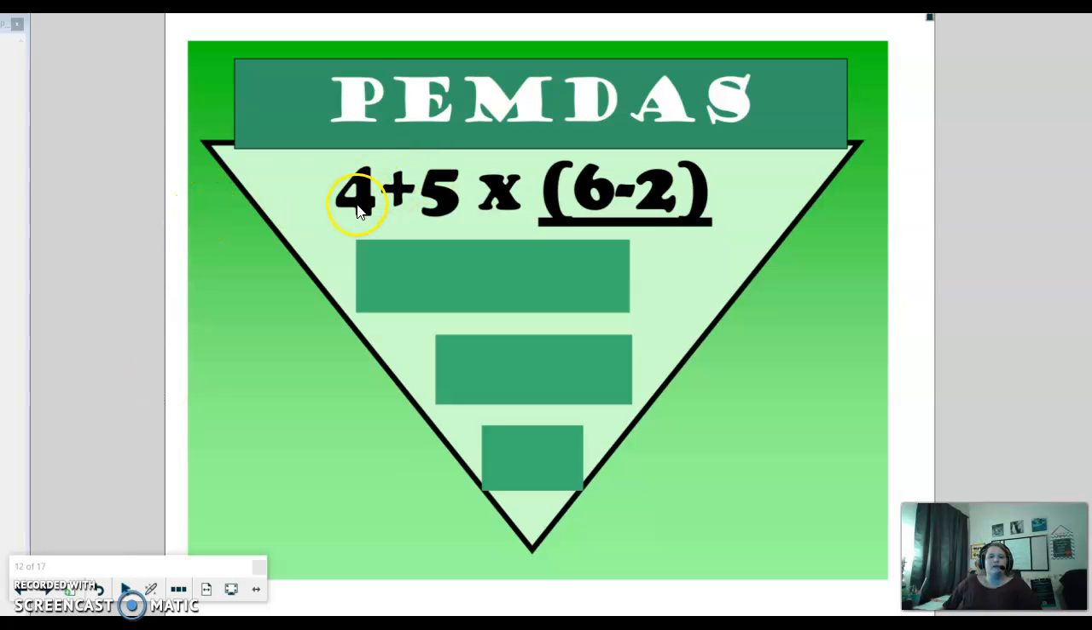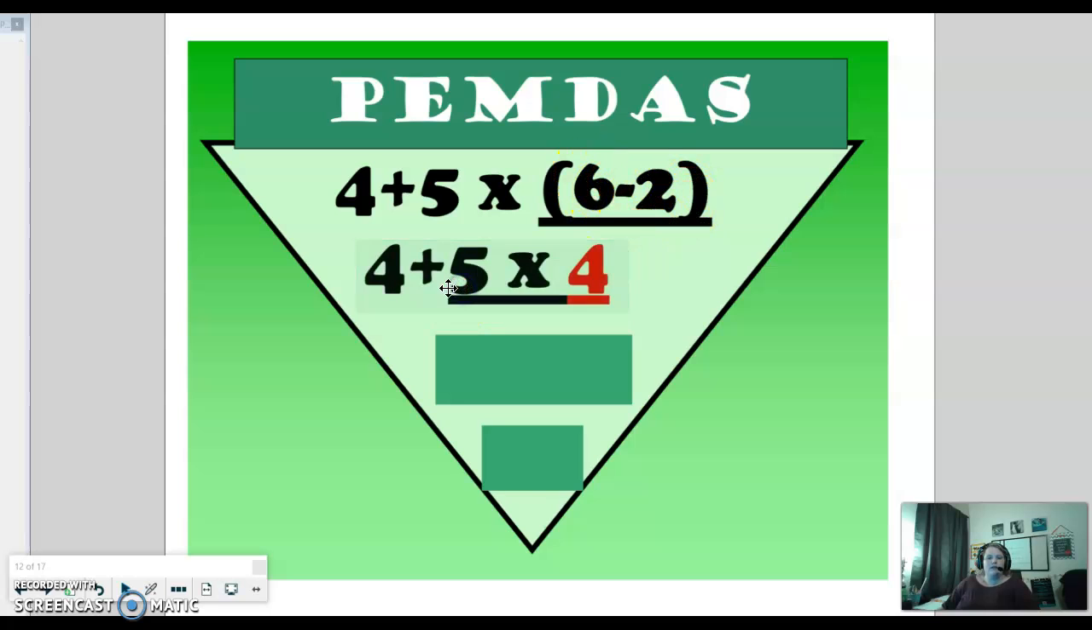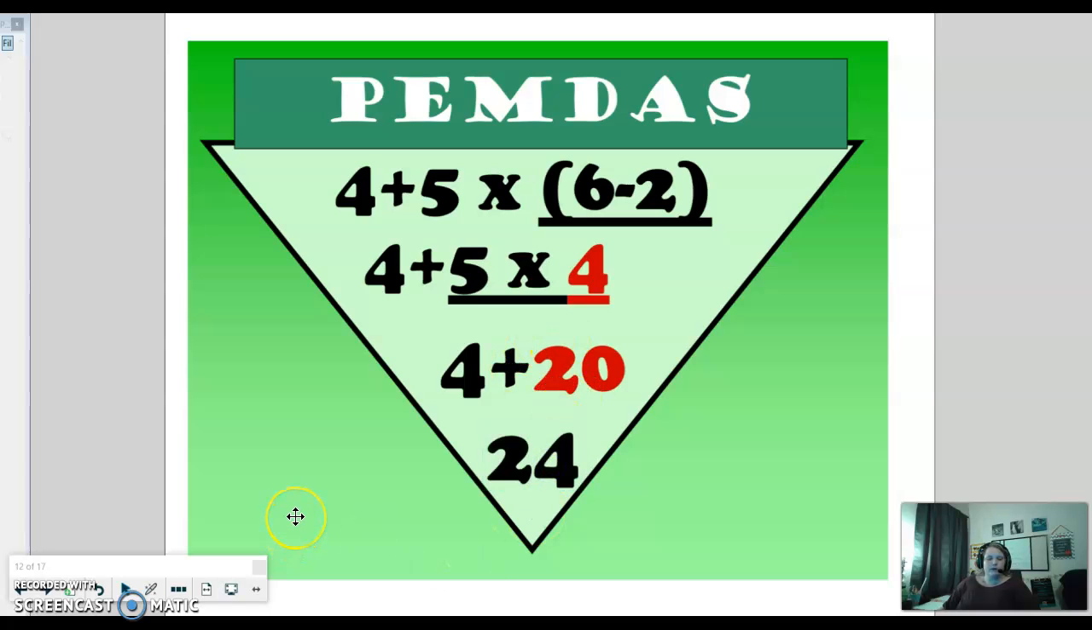Let's try this problem. I have 4 plus 5 times parentheses 6 minus 2. I always start with parentheses. 6 minus 2 is 4, and I bring everything else down with it. I have 4 plus 5 times 4. I've got to deal with that times first. So 5 times 4 is 20, and I bring down that plus 4. Now I only have one row left. 4 plus 20 is 24.